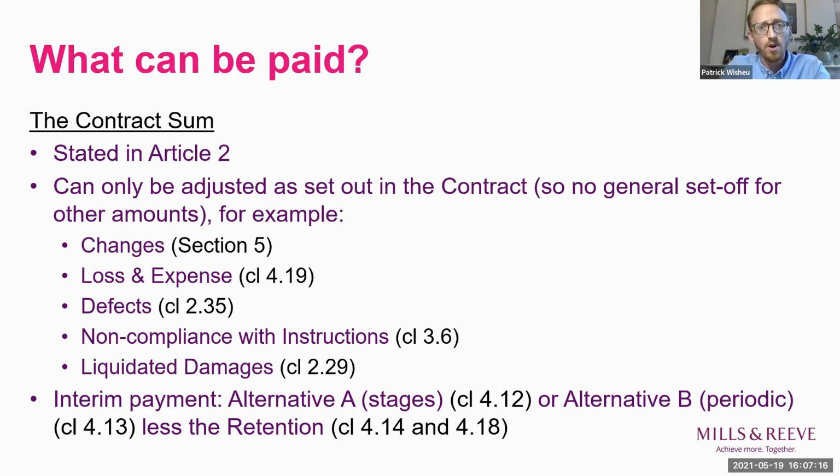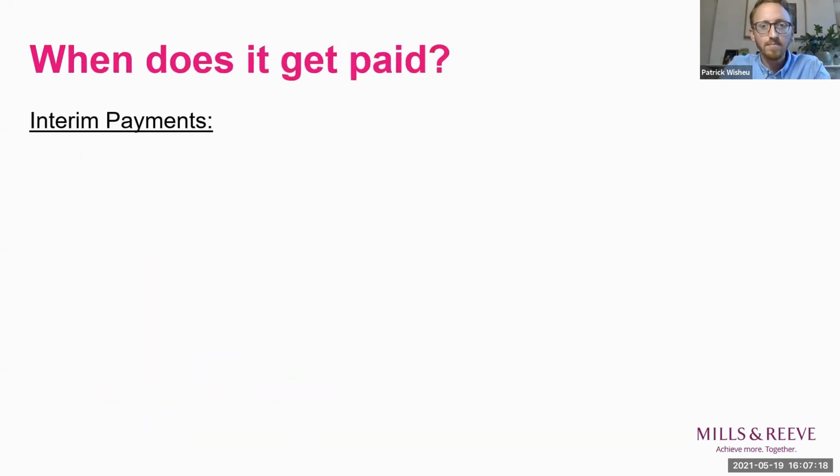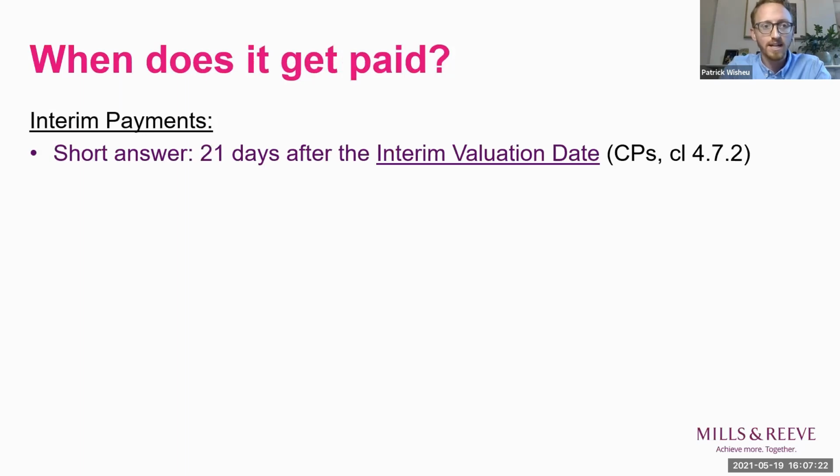So turning to when you get paid or when you have to pay, starting with interim payments, the short answer is that it's 21 days after the interim valuation date. The interim valuation date is something introduced in the 2016 suite of agreements, and it's a date to be not later than 1 month after the date of possession. So if, for example, the date of possession is the 28th of February, the interim valuation date will need to be before the 28th of March.